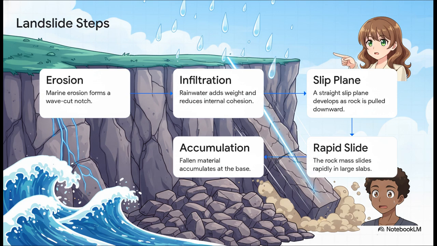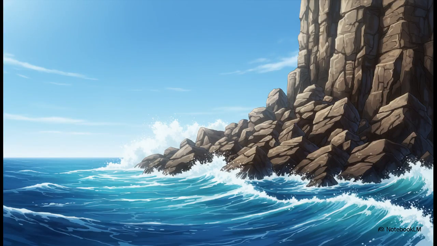Then, bam, step 4. The rock mass slides rapidly down the cliff face in large, solid slabs. Finally, in step 5, gravity does its thing and all that fallen material piles up right at the base of the cliff. The immediate result here is actually super interesting geologically.